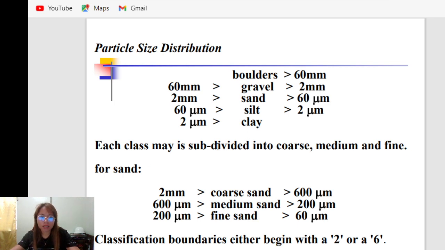Each class is subdivided into coarse, medium, and fine. For sand, we can further classify it as coarse sand if it is within the range of 600 micrometers to 2 millimeters, medium sand 200 micrometers to 600 micrometers, and fine sand if between 60 micrometers to 200 micrometers. So the classification boundaries either begin with a 2 or 6.